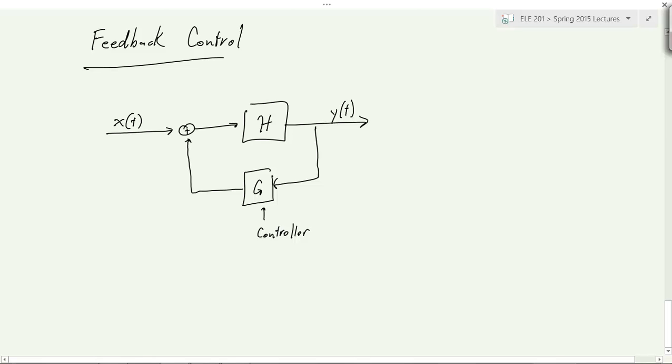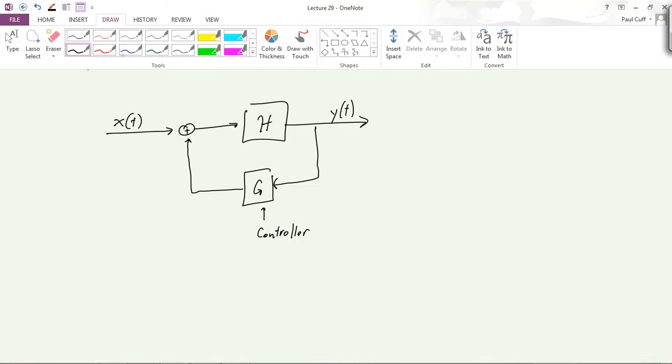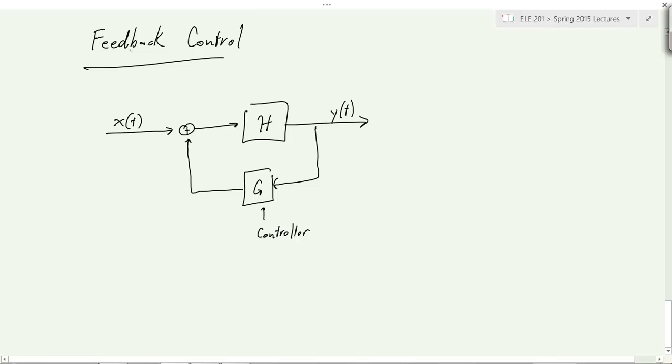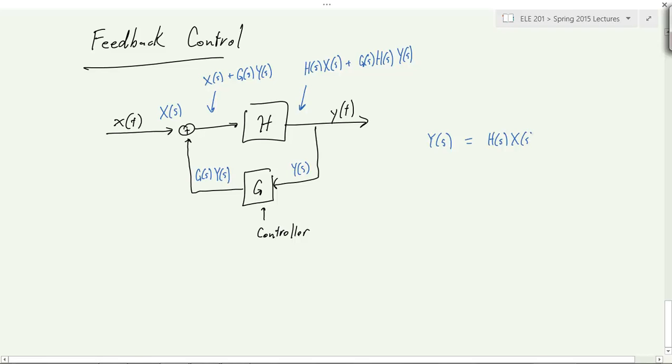So even if h is unstable here, what we can do is analyze the total transfer function of this system, and we'd analyze it by doing the following. We'd say, well, this is x of s, this is y of s, this is g of s, y of s. This is then the sum, right? X of s plus g of s, y of s. And this here is going to be, just multiply both by h, g of s, h of s, y of s, and that equals y of s. So we get our equation here. We put like terms together, and we get that the transfer function is this.